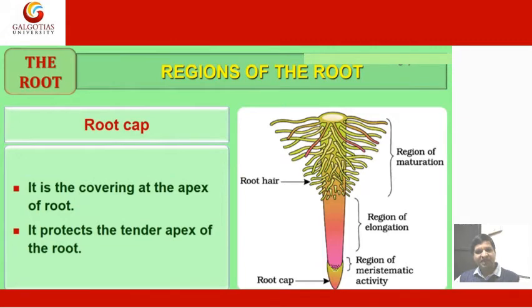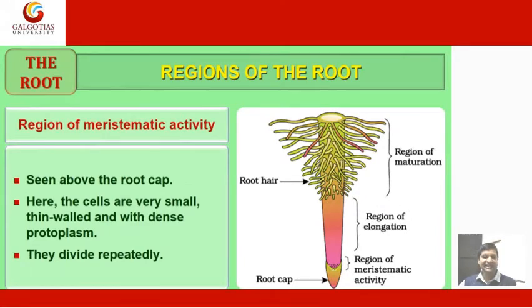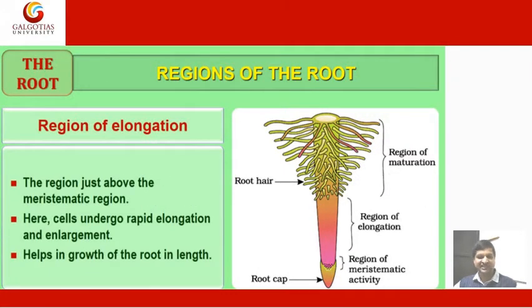Root cap. It covers the apex of the root. It protects the tender apex of the root. Region of meristematic activity. It is seen above the root cap. Here cells are very small, thin-walled, and with dense protoplasm. They divide repeatedly. Region of elongation. The region just above the meristematic region. Here, cells undergo rapid elongation and enlargement. It helps in the growth of the root in length.